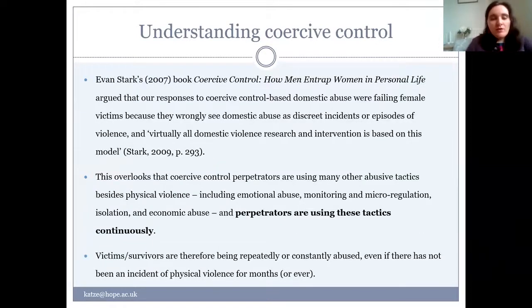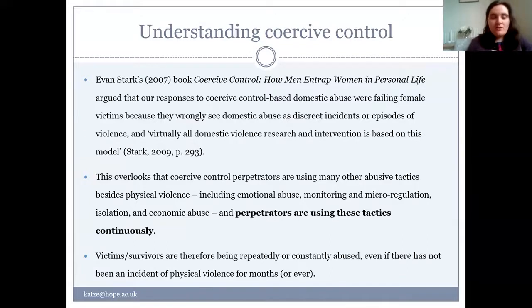Evan Stark's book, Coercive Control: How Men Entrap Women in Personal Life, argued that our responses to domestic abuse that's got this coercive control dynamic were really failing female victims. Our responses were failing female victims because they were wrongly seeing domestic abuse as discrete incidents or episodes of violence. And virtually all of our research and all of our intervention is based on this model.